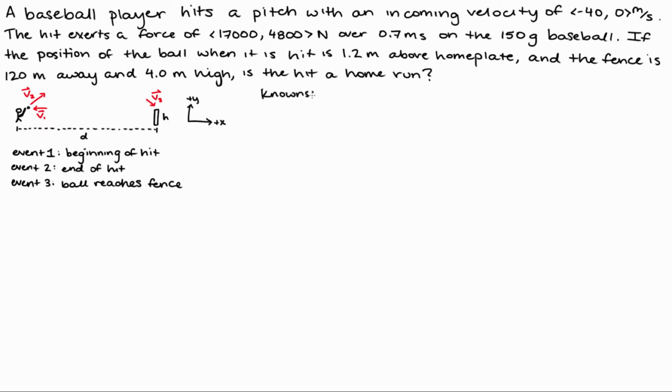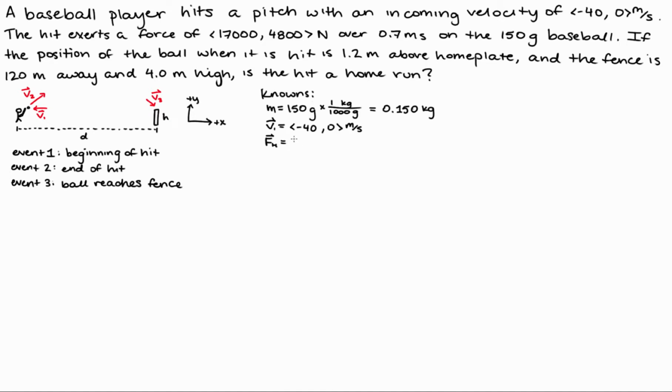We will now list our knowns and unknowns. We start with the mass of the baseball, which is 150 grams. We can convert this to standard units by multiplying by 1 kilogram over 1,000 grams, which gives us a mass of 0.150 kilograms. The velocity of the baseball before it connects with the bat is labeled V1 and is given by negative 40 meters per second in the x direction and 0 meters per second in the y direction.